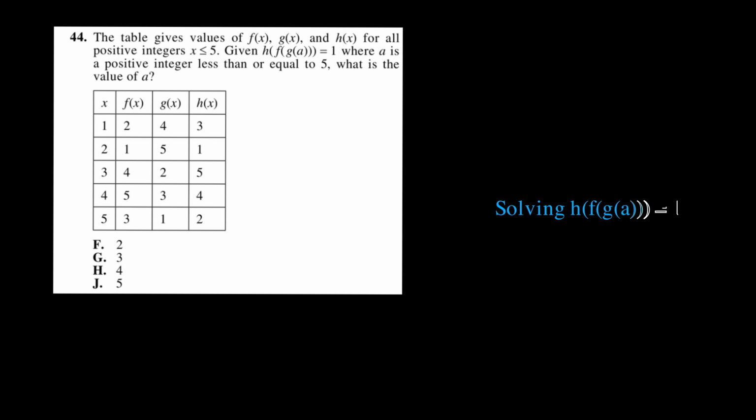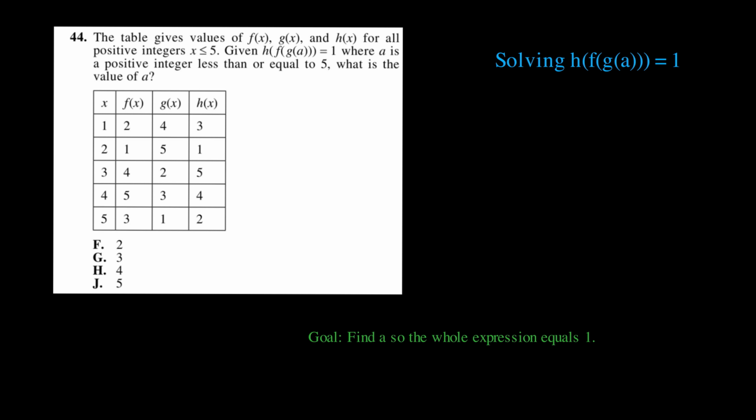All right, let's slow this problem down because this type of question confuses a lot of students. We are told h of f of g of a equals 1, and the question is asking, what number is a? So our goal is to find a. When we see h of f of g of a, this means we are plugging numbers into functions one step at a time. Here's the order.